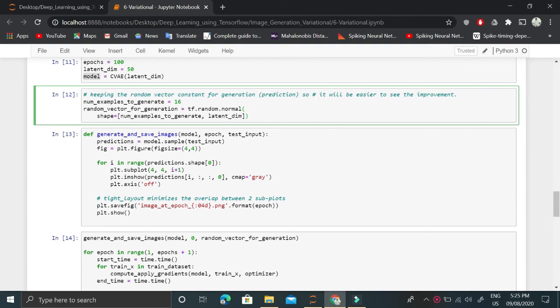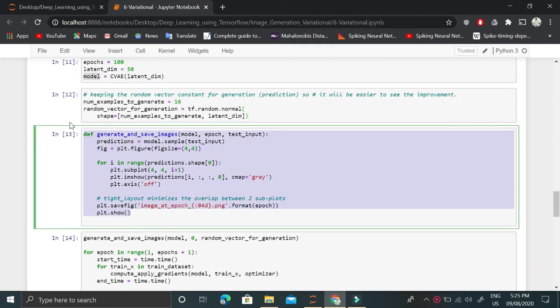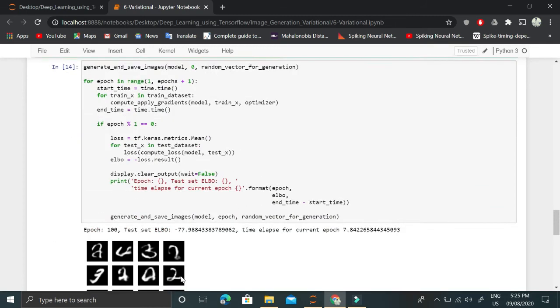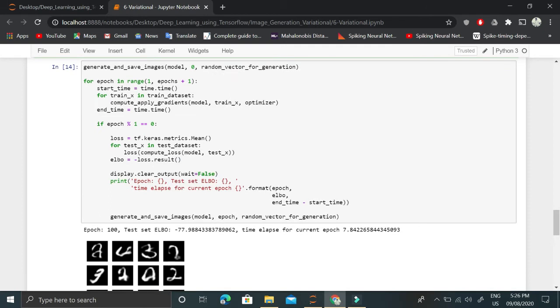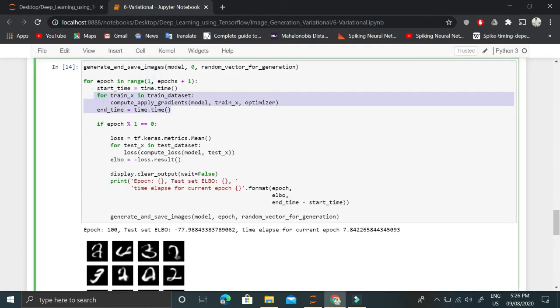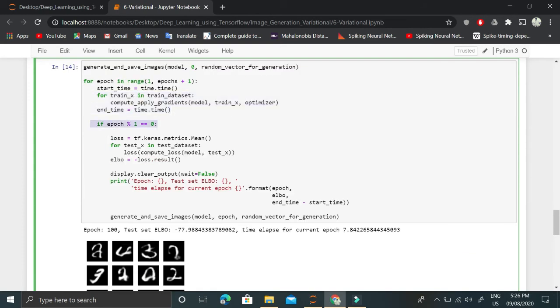So these are 16 images of complete noise, and this is just a function to generate and save the images so that we could see them and keep them for future use and for presentation purposes, as I've already presented to you. Then for each epoch we will apply the gradients to adjust the parameters, and if we apply epoch modulus 10, then it would happen on each 10th epoch.